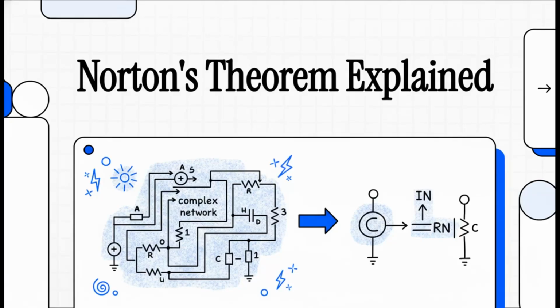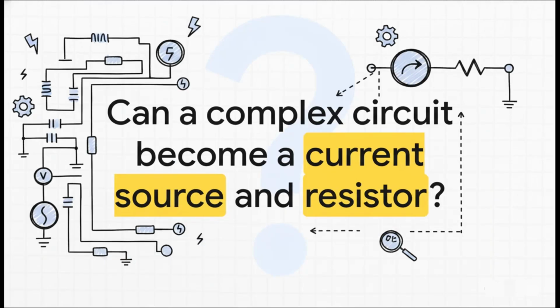Welcome to Electro-Knowledge. Today, we're going to talk about a real game changer for circuit analysis, a tool that lets you take a big tangled mess of a circuit and shrink it down into something incredibly simple. I know, it sounds almost too good to be true, right? But it's absolutely possible, and the key is something called Norton's Theorem. Honestly, getting this down is going to make your life as an engineering student so much easier.